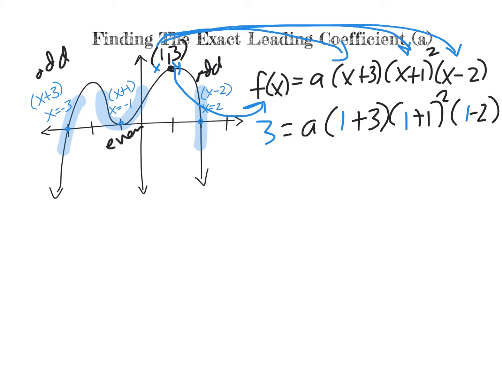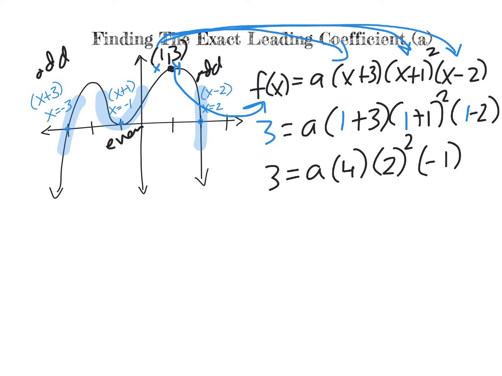And now since I only have one variable missing, the variable a, I can simplify all of this and solve for a. So let's do PEMDAS. Let's do what's inside the parentheses. Inside the first parentheses, I have 1 plus 3, which gives me 4. Inside the other parentheses, I have 1 plus 1, which is 2. And then the last one, I have 1 minus 2, which is negative 1.